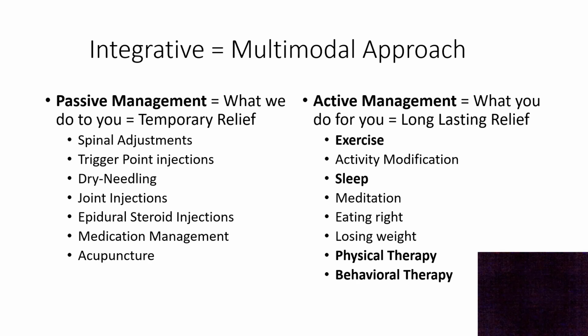Examples of passive management for patients with chronic pain are things like spinal adjustments that you may get from either an osteopathic physician or a chiropractor, trigger point injections, dry needling, joint injections, epidurals, medication management, and acupuncture. These are all things that are done to you. So if you were to have really good response with any of these interventions and then you take them away, then likelihood is your symptoms would come back very quickly.